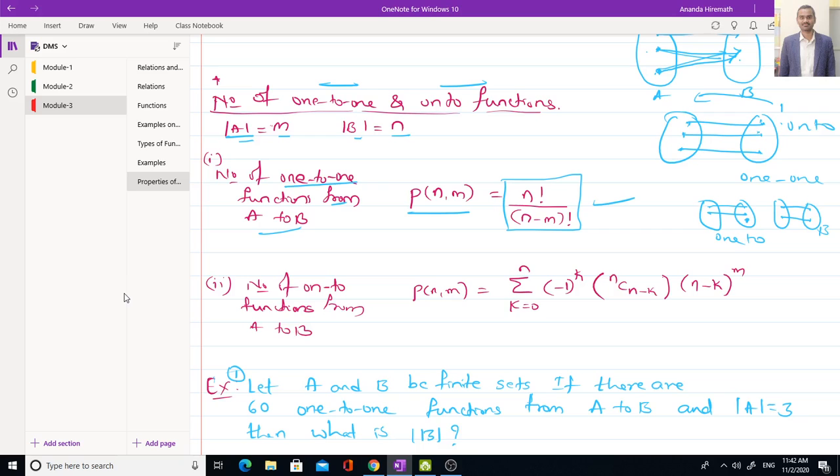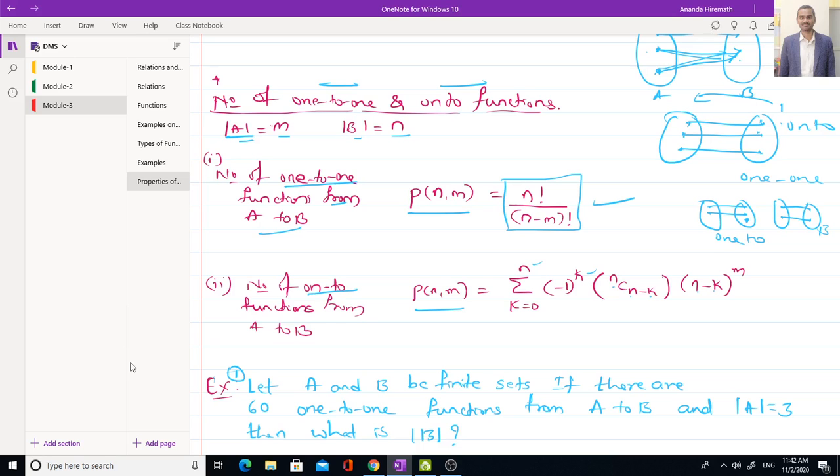And the number of onto functions from A to B is given by P(n, m), and it is given by the summation of k equal to 0 to n of (-1)^k times nC(n-k) times (n-k)^m. You need to remember these two formulas.